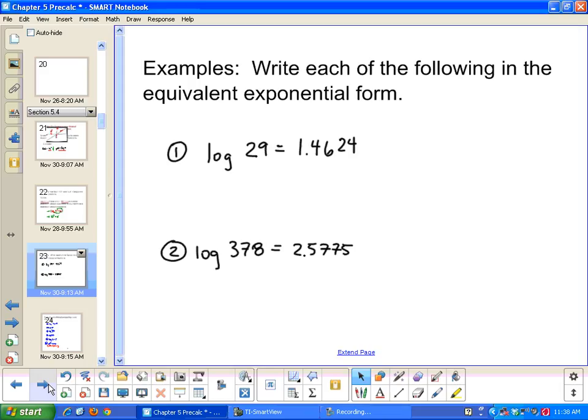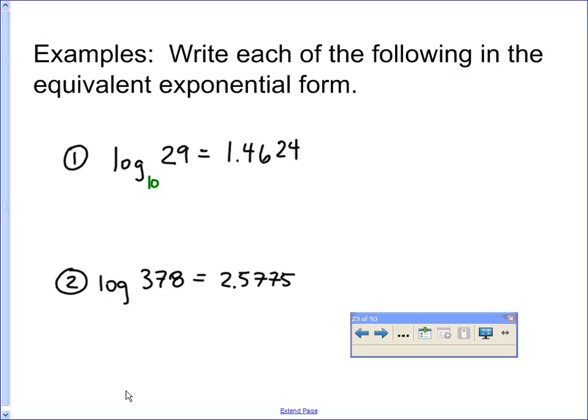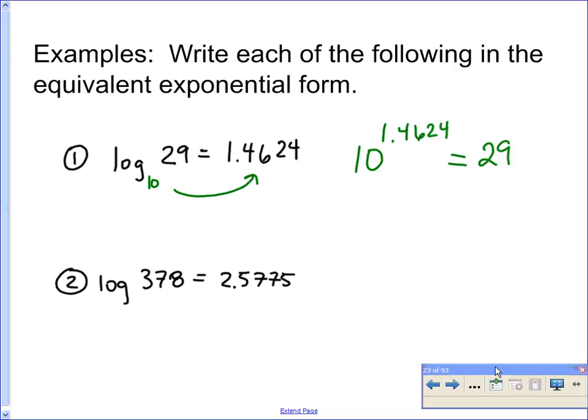So here we have a couple examples, and we're going to take these logarithmic equations and write them in exponential form. So remember, as I said in the last one, you have a 10 here that you don't see. It's a base 10. If it's not given, it's a 10. So we would say 10 raised to the 1.4624 is equal to, and it's actually going to be approximately 29. Now, if you just plug that quickly into your calculator, 10 raised to the 1.4624, check that and make sure you get approximately 29 there.